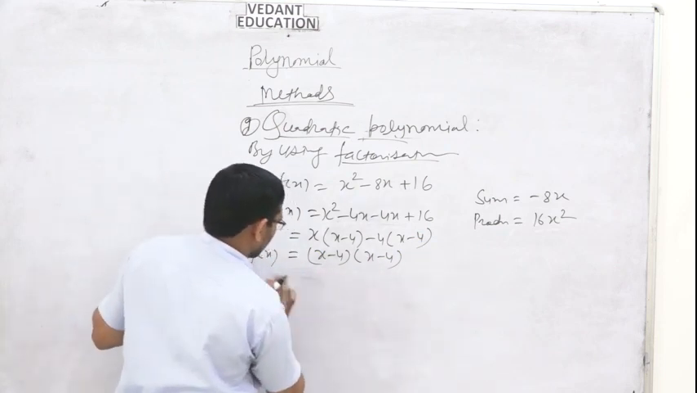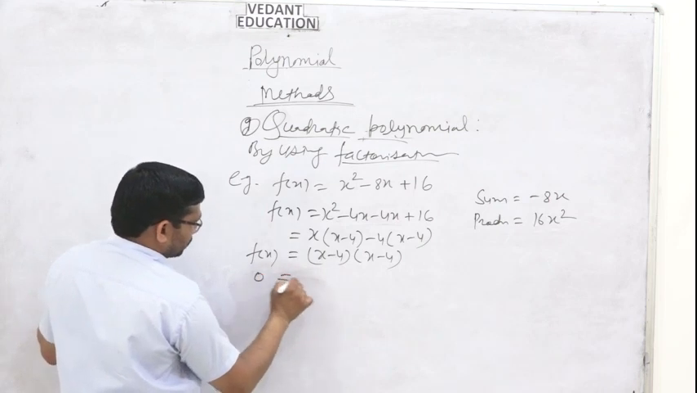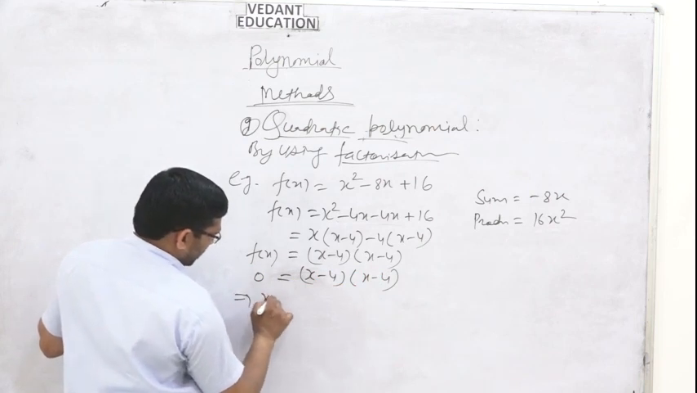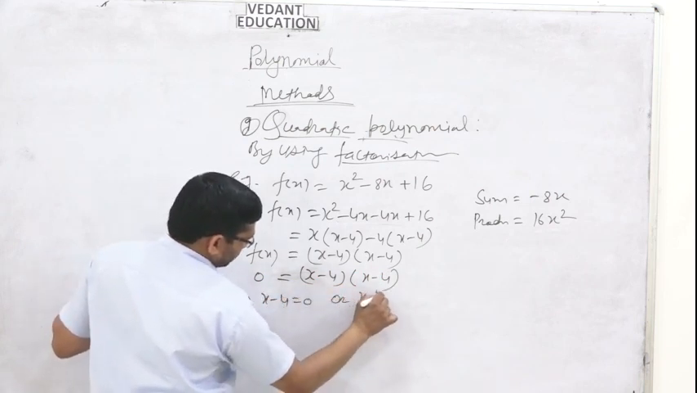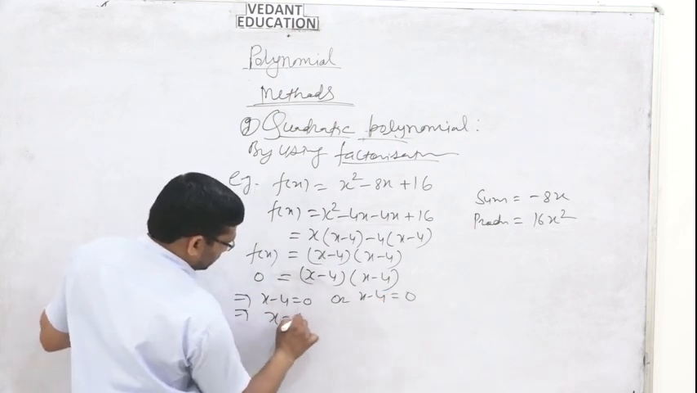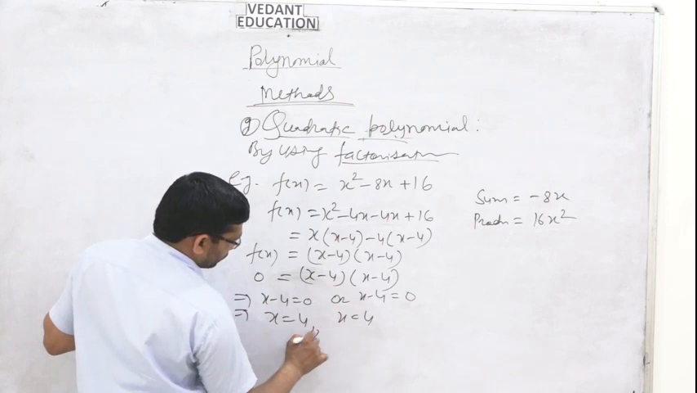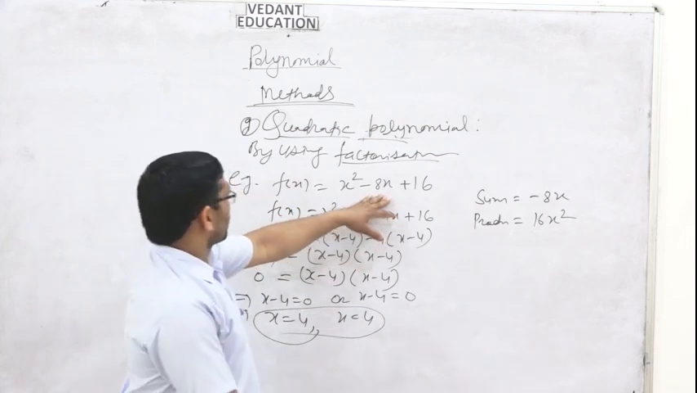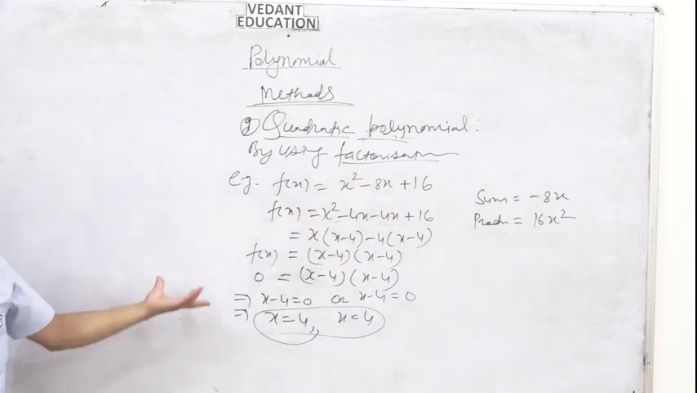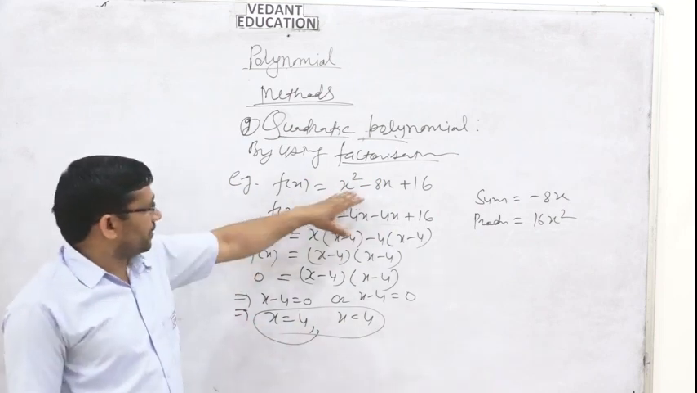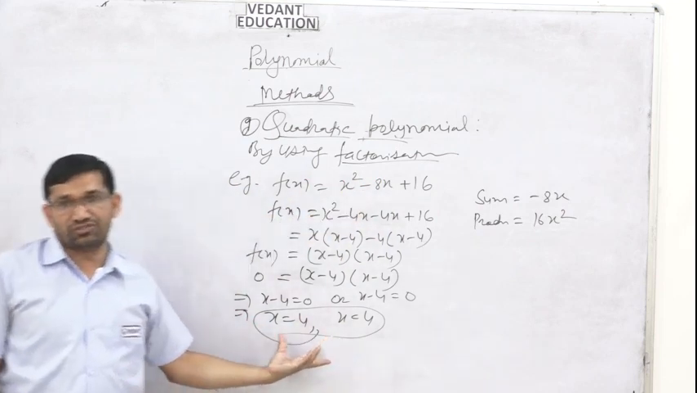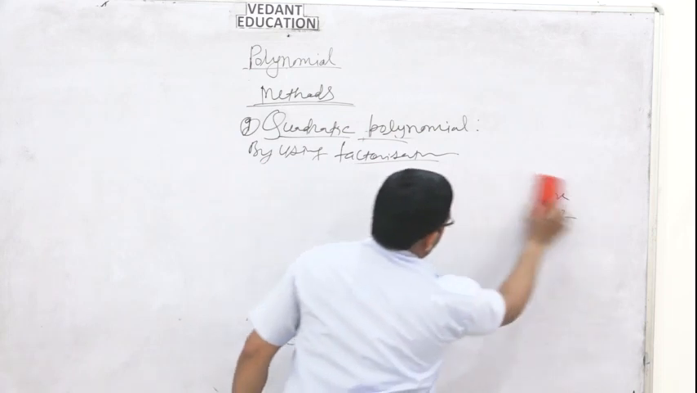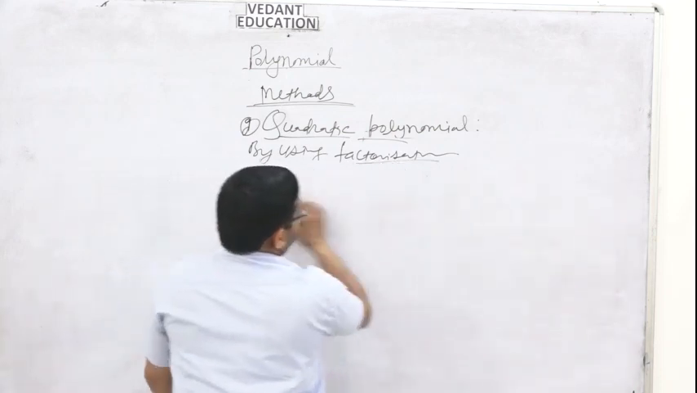Again we put f(x) is equal to 0 for the zeros. So (x minus 4)(x minus 4) is 0. That is, x minus 4 is equal to 0 or x minus 4 is equal to 0. That is, x is equal to 4 and x is equal to 4. Both values are the same. So for this quadratic polynomial, we use the factorization method, and it again has two zeros. So these are the methods to solve quadratic polynomials.